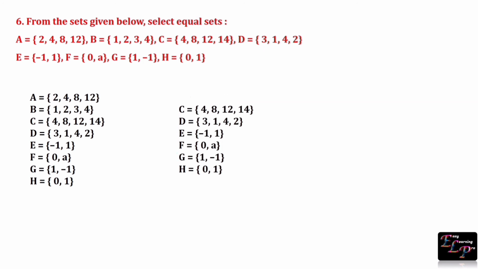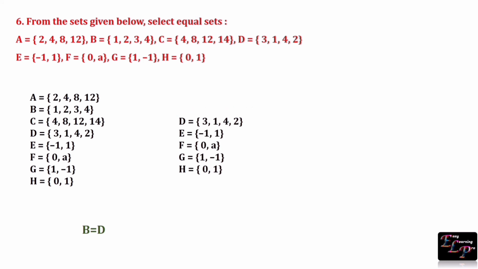Next we are going to compare set B with the remaining sets. Set B and C. Elements are different, so they are not equal. B and D. The elements are the same, only the order is different. So these two are equal sets. B and E not equal. B and F not equal. B and G not equal. B and H also not equal. So the only equal sets are B and D.